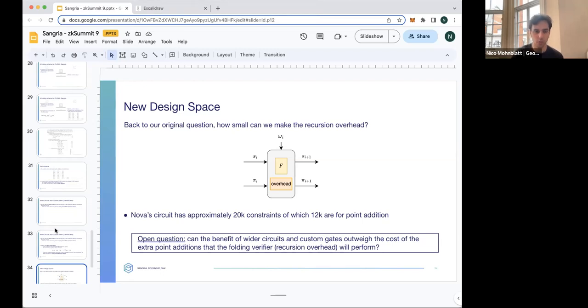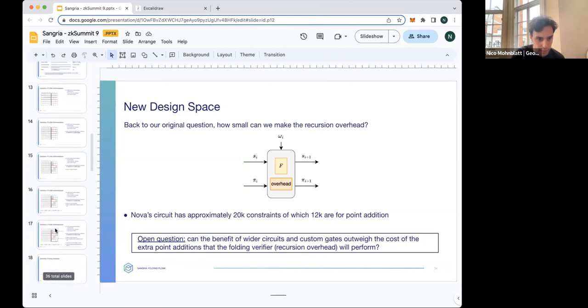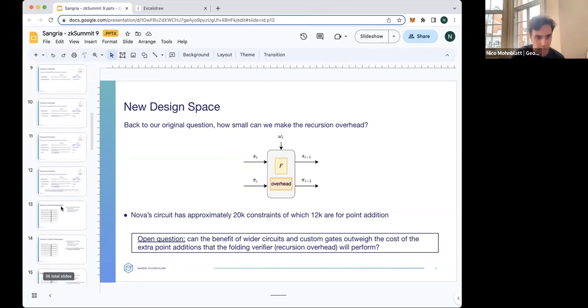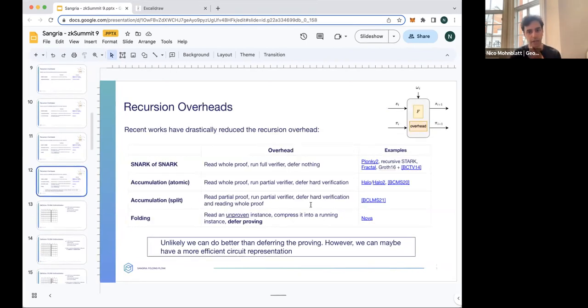And this is partly why, if I go back to the slide with all the different recursions, the construction in this split accumulation paper is more expensive than Nova's folding construction. One, because it's a bit more generic, and secondly, because it is still zero knowledge.